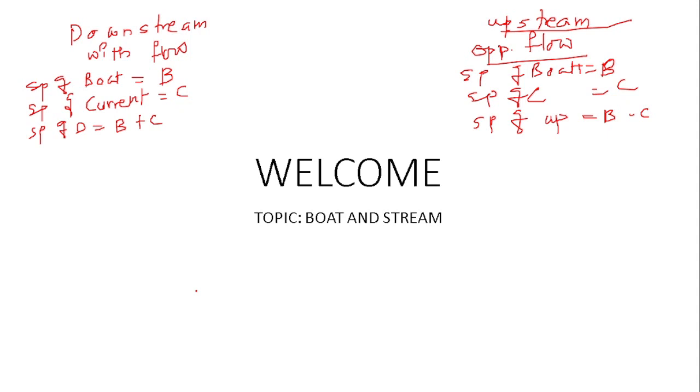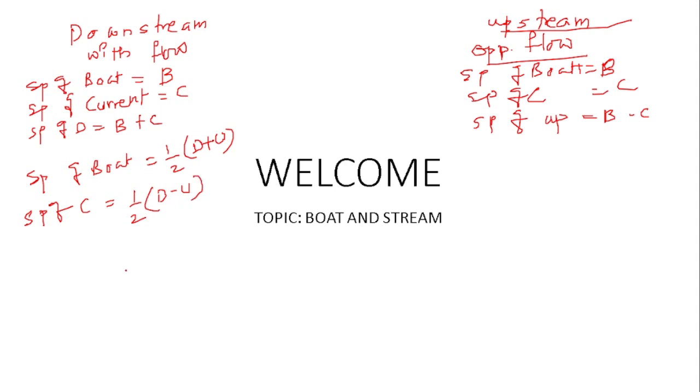Now, if you want the speed of the boat directly, how can we calculate? Half of downstream plus upstream. If you want the speed of current, you can say velocity also, it is half of the difference between downstream and upstream. So we'll move towards the questions, see the concept.